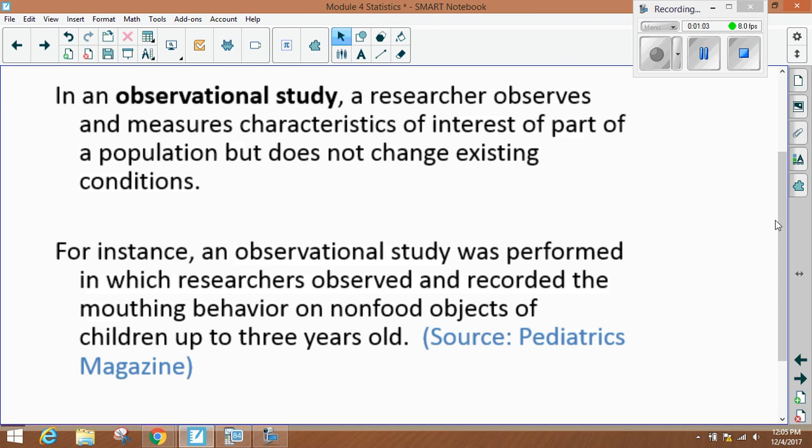So if you wanted to know what the resting heart rate is of the average student at Cleveland High School, you would just observe by looking at their beats per minute, their heart, right? You won't do anything but just take some measurements, okay? So that's an observational study.